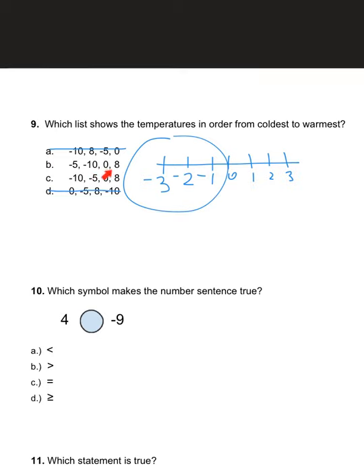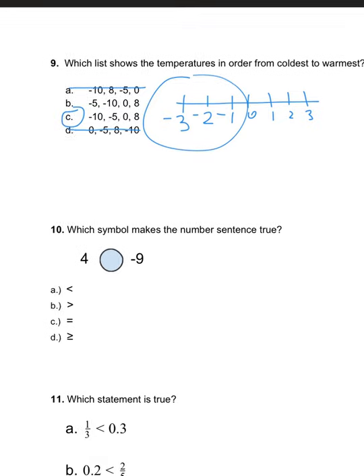So I see the positive sides are both exactly the same, 0, then 8. So I need to look at my negatives. Well, notice on the negative side, colder would be more to the left. So if I were to continue this number line, I would get to -5 first, and then -10 would be the farthest to the left. And if it's farthest to the left, that would mean -10 is the coldest temperature. So answer choice C would be my answer.